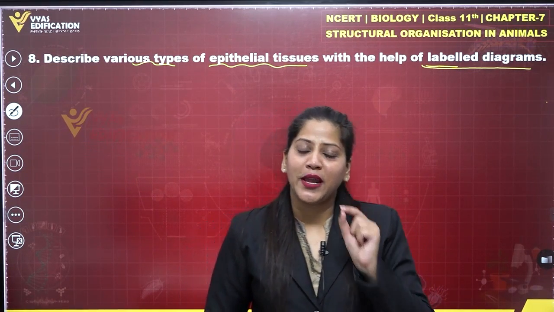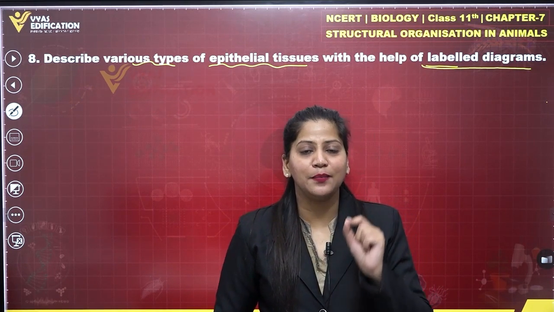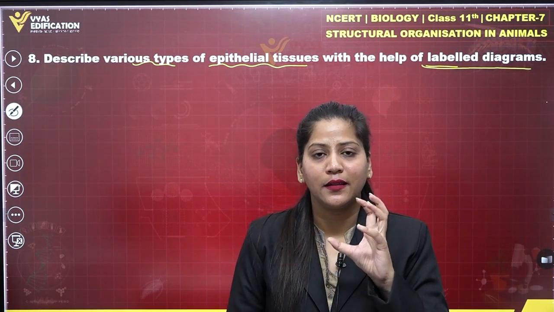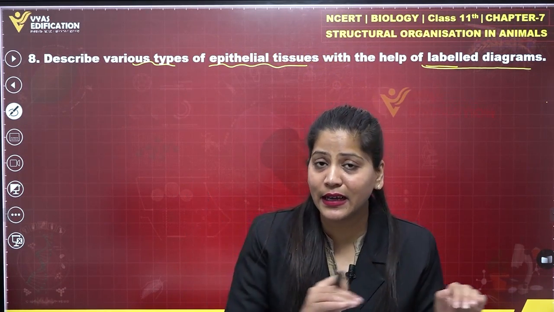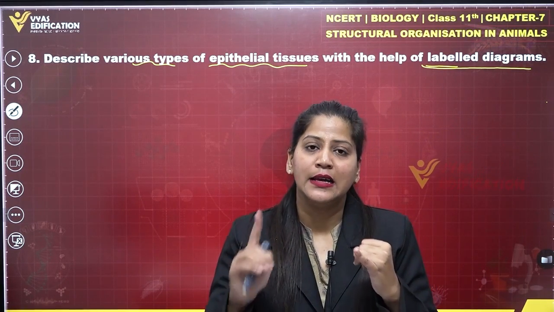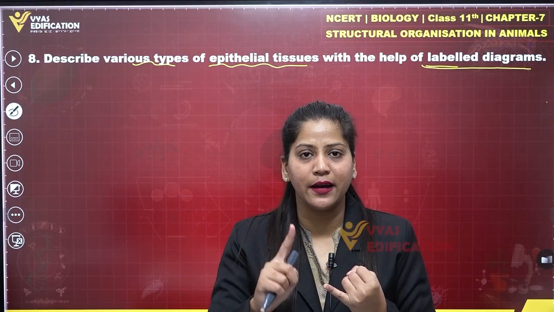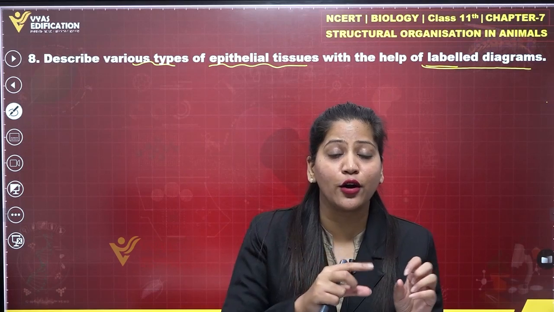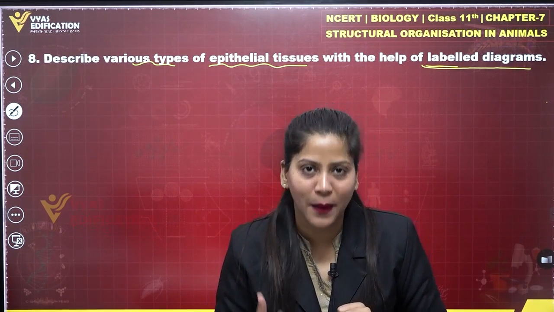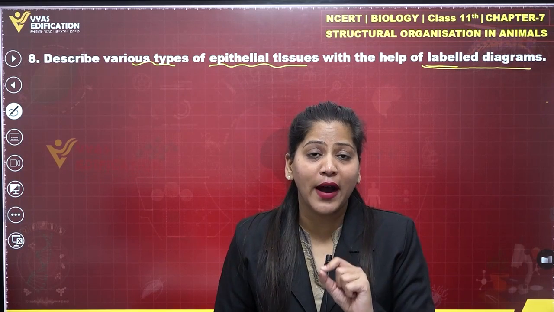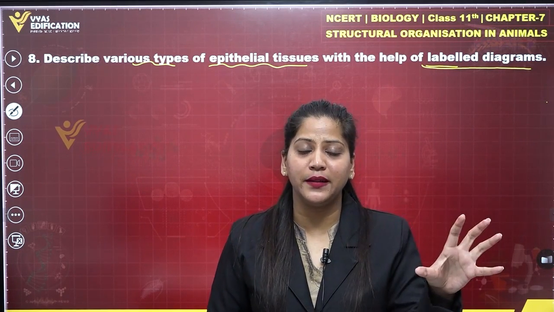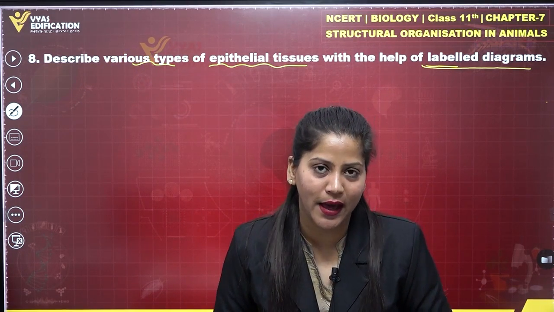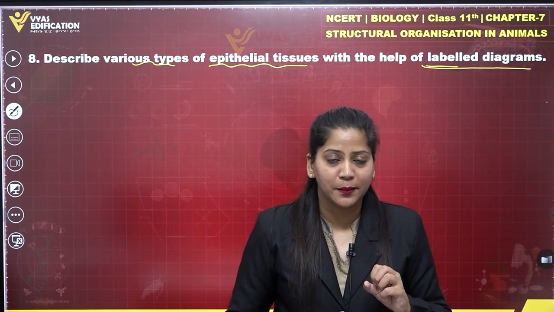Starting with the very first type of simple epithelium, that is simple squamous epithelium. Simple squamous epithelium consists of a single layer of flat cells with irregular boundaries, right, and you will find this simple squamous epithelium in the blood vessels of your body and in the linings of alveoli, right. So, this is your simple squamous epithelium.